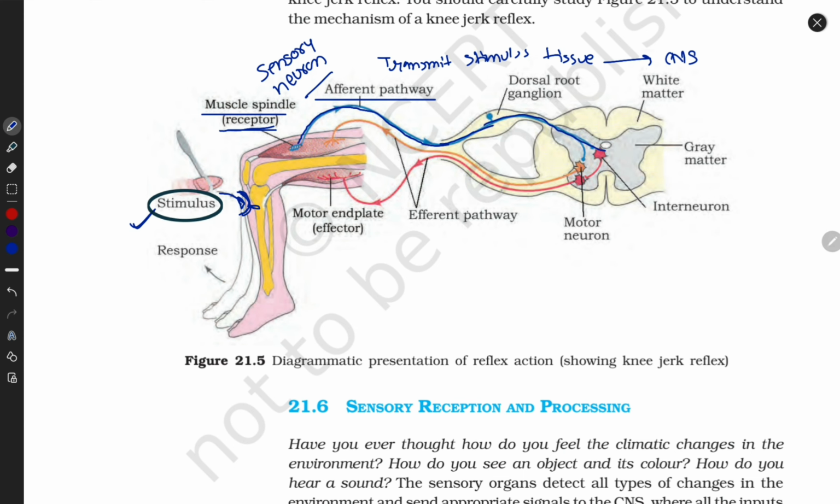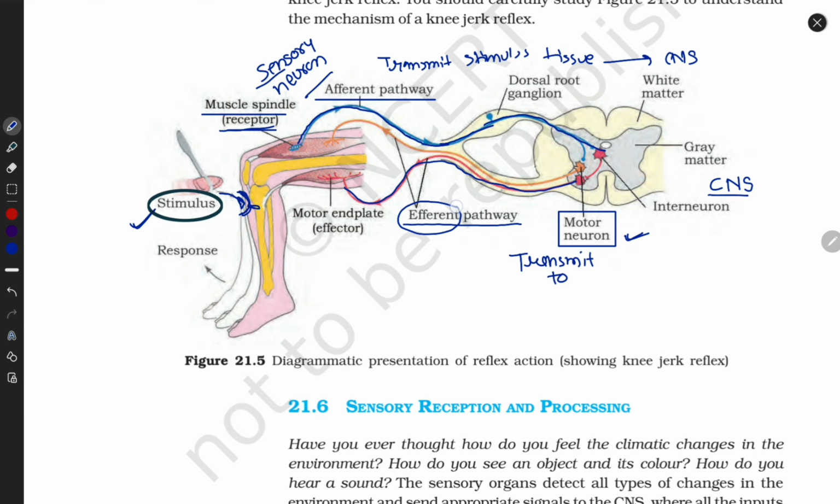Next, the CNS reads this message, encodes this message, and conveys their message to the motor neuron. Here is the sensory neuron, here is the motor neuron. They take their signals, the message, and provide it to the particular tissue. By which pathway? By the efferent pathway.